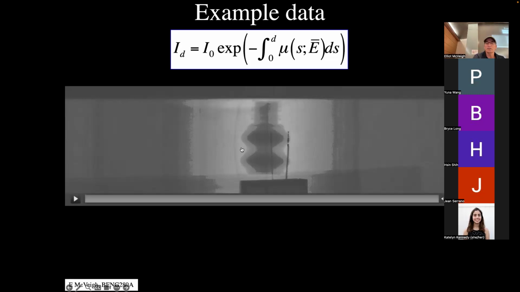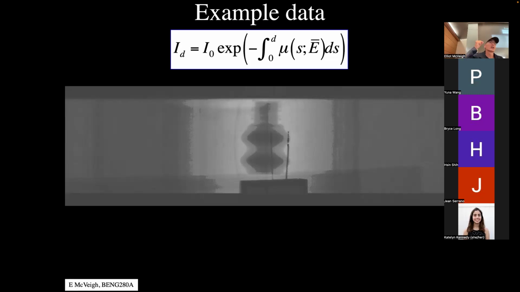And so at the X-ray detector, the intensity is lower here than it is here. That means two things could cause it. It's gone through more stuff, or the stuff it's going through has higher mu values.